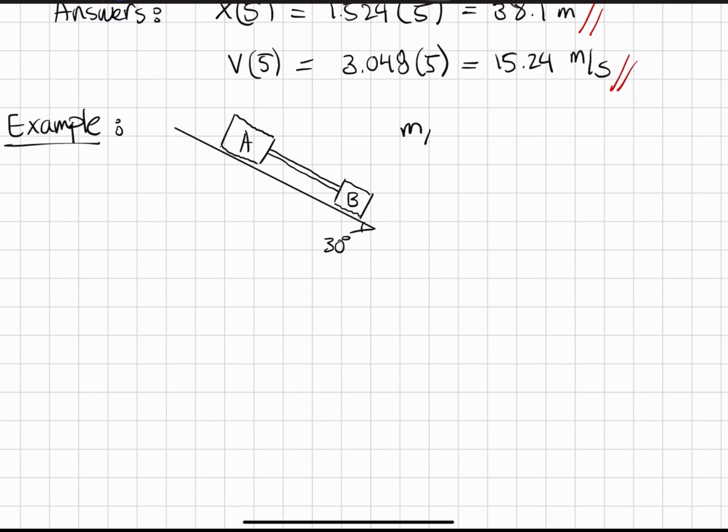MA here is equal to 10 kilograms. MB here is 6 kilograms. By the way, note that in this example, we're dealing with mass. In the last example, we dealt with weight. So that's the only difference.